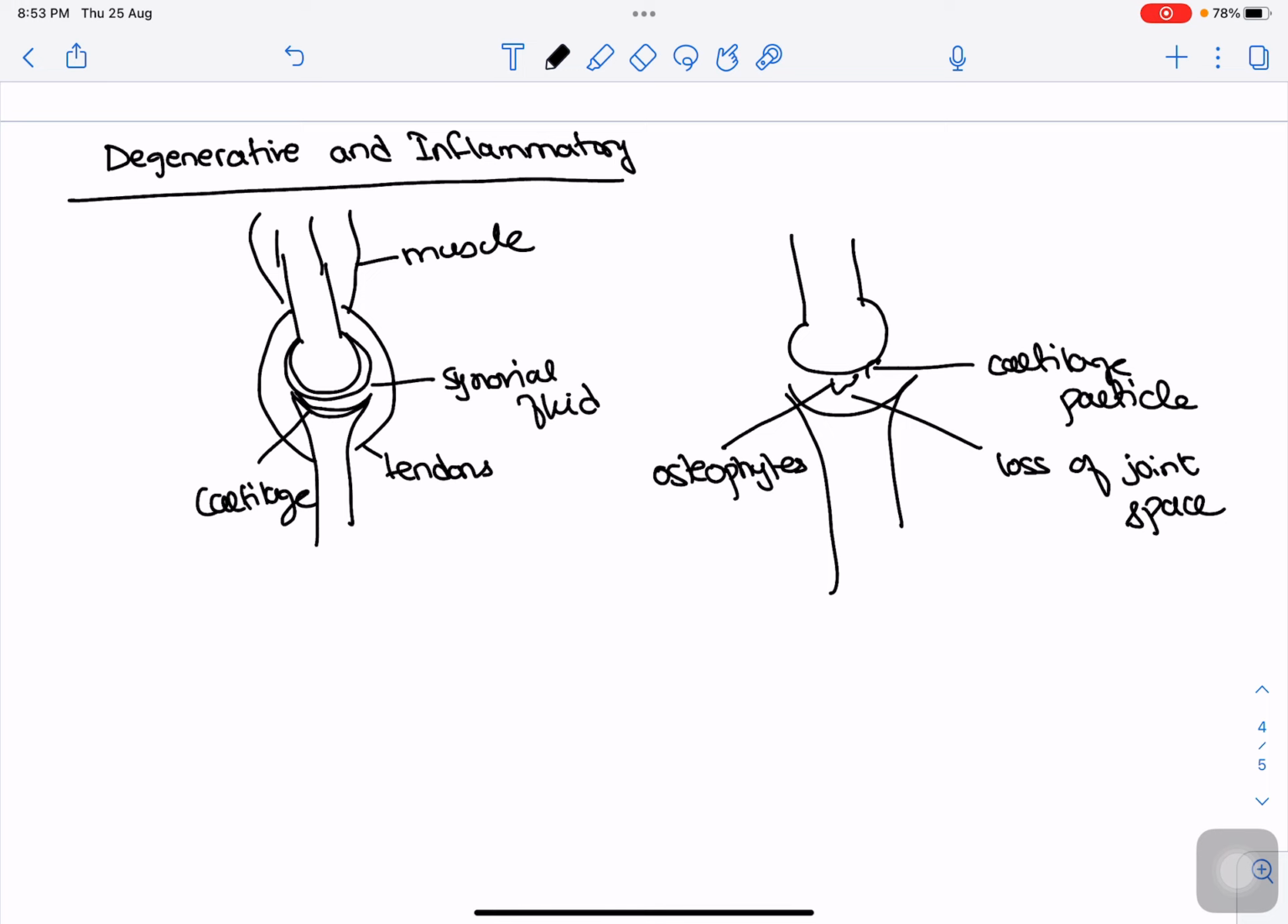An osteophyte is an overgrown bone. So it's ultimately a bone which definitely would reduce this space in between. So an osteophyte formation will ultimately lead to the loss of joint space, and along with that you see the cartilage destruction or cartilage particles that are present within the joint space. So this is basically an idea of a degenerative joint.